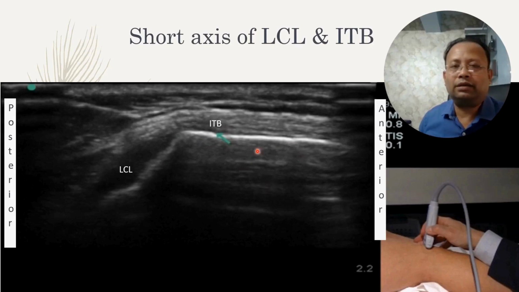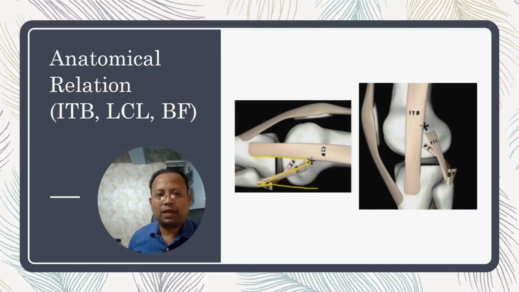In a short axis view also we can see the iliotibial band over the lateral femoral condyle, and as it is inserting in the Gerdy's tubercle, it is the anterior structure. This side is anterior and this side is posterior. So this iliotibial band we can see, and posterior to that we will be seeing the lateral collateral ligament. So this is a short axis view.